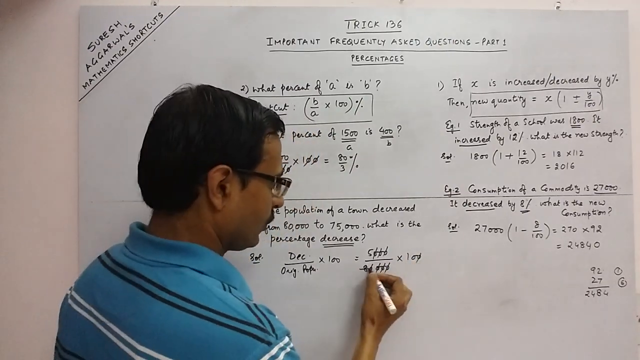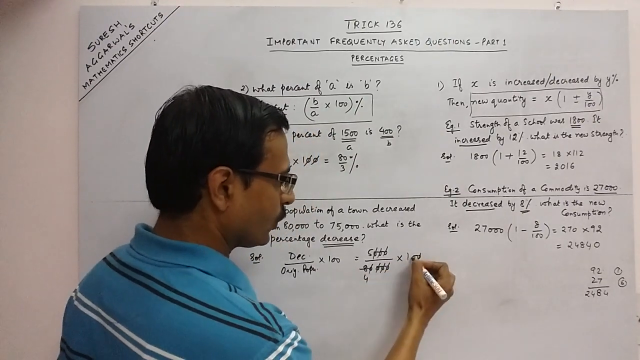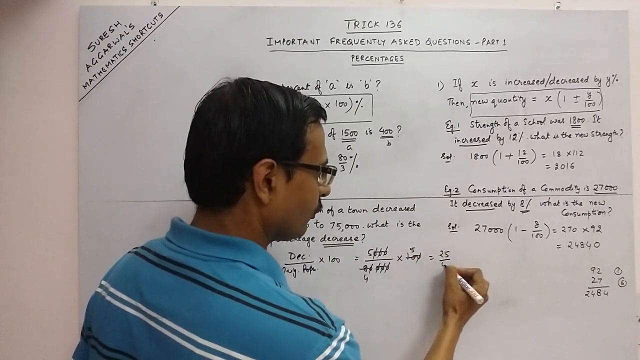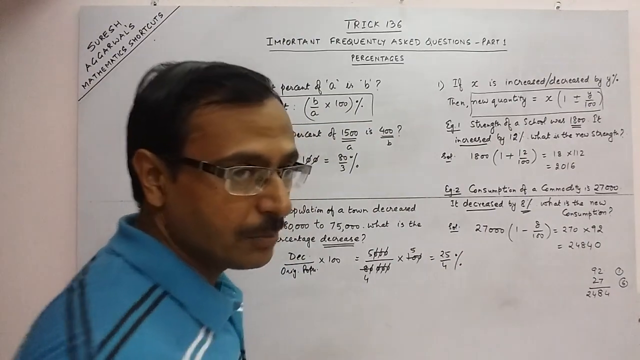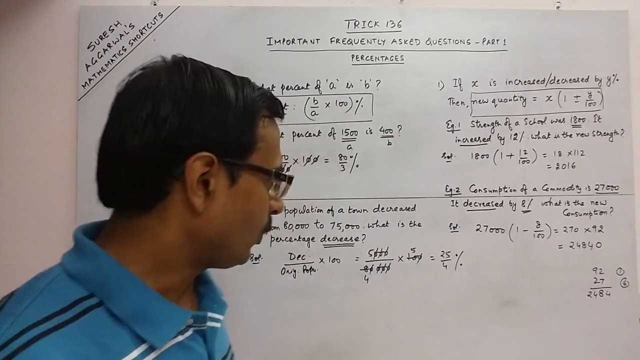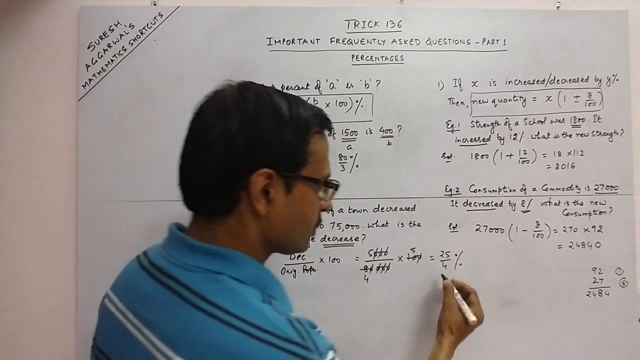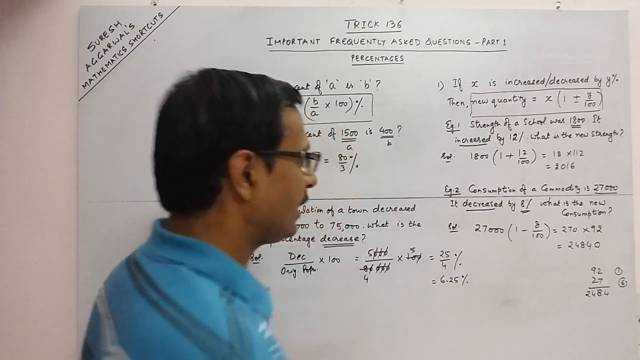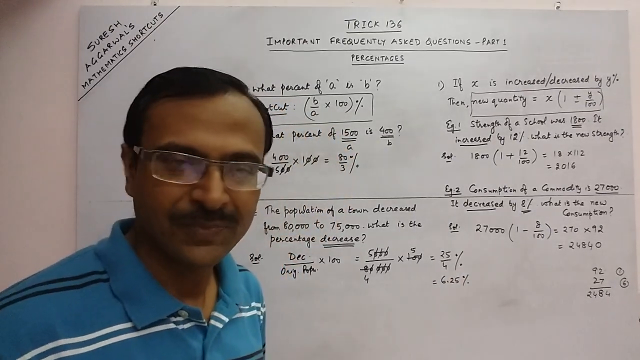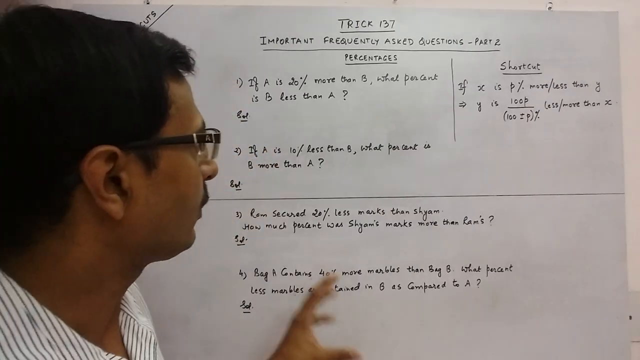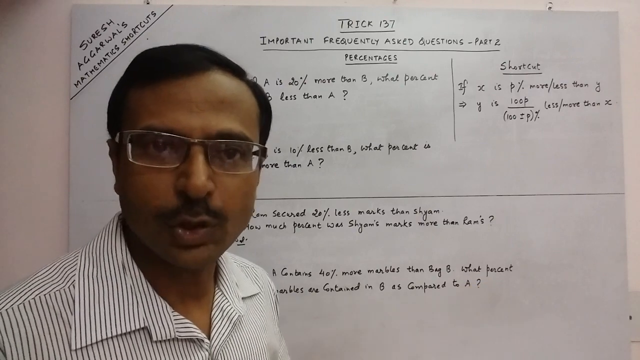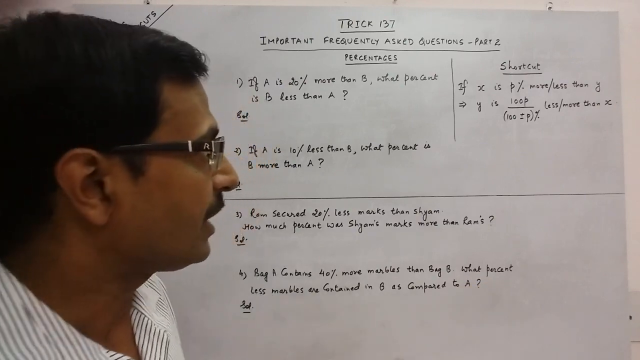So 8 goes 4 times, but 10 goes 5 times. So 25 upon 4% is the percentage decrease in population, or you can reduce it to a fraction also. So this will come out to be 6.25% decrease in population.